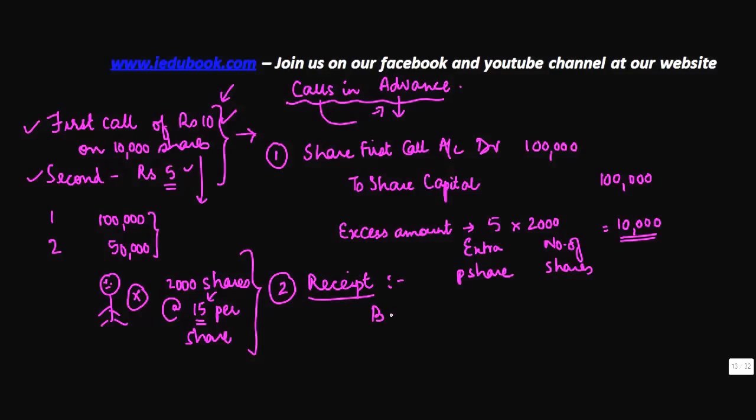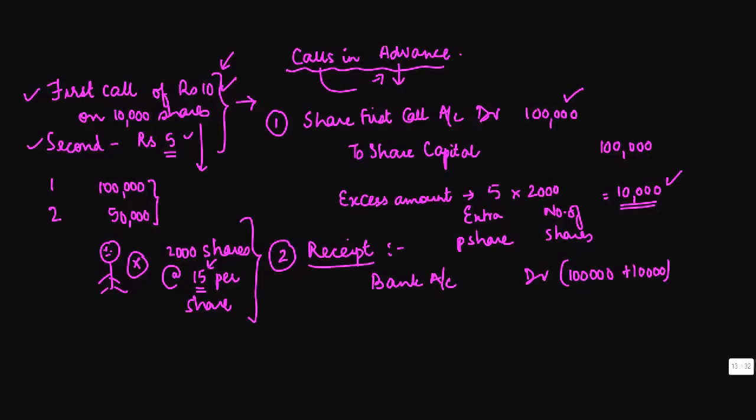So when you receive the fund, what will be the entry you will make? Of course, you receive the money, so you debit your bank account. By what number? 1 lakh was due to you and 10,000 he paid additionally. So the total amount that you got was 1 lakh, 100,000 plus 10,000. Now out of this number, share first call was 1 lakh rupees. So you credit share first call by 100,000.